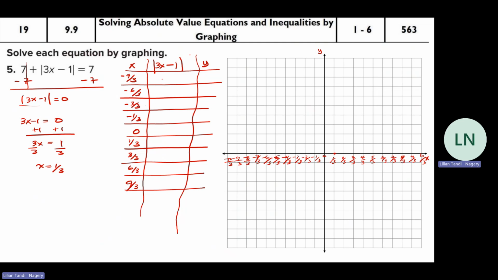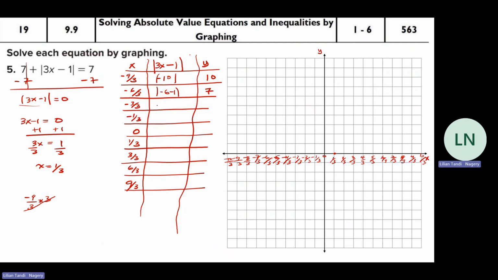Okay, so -9/3 times 3, this goes away. I will remain with -9. -9 minus 1 is -10. -10 cannot be absolute value, so the answer here is 10. Okay, so I will get -6 minus 1, which is -7. So this is 7.